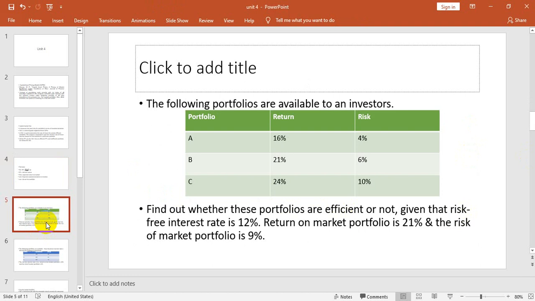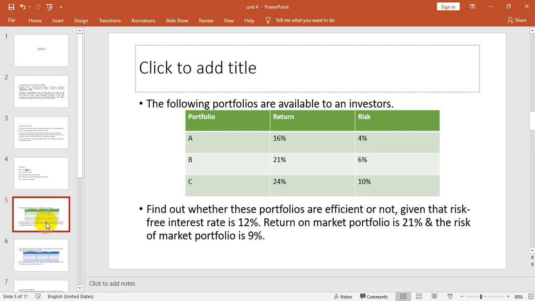Let's do a problem on this. The following portfolios are available to an investor. The portfolio return and risk: A, B and C are 16% and 4%, 21% and 6%, 24% and 10%. So these all are the portfolios that are available. Find out whether these portfolios are efficient or not, given that the risk-free interest rate is 12%, return on market portfolio is 21% and the risk of market portfolio is 9%. So this is the question that has been given.